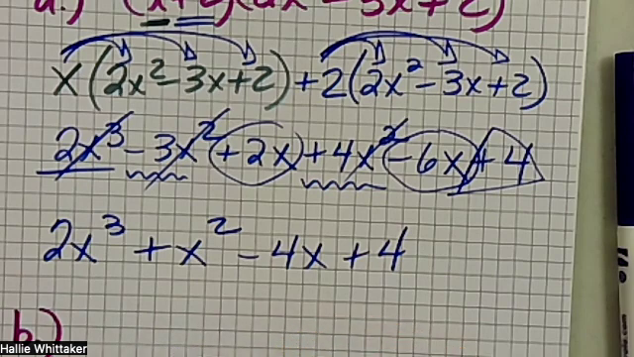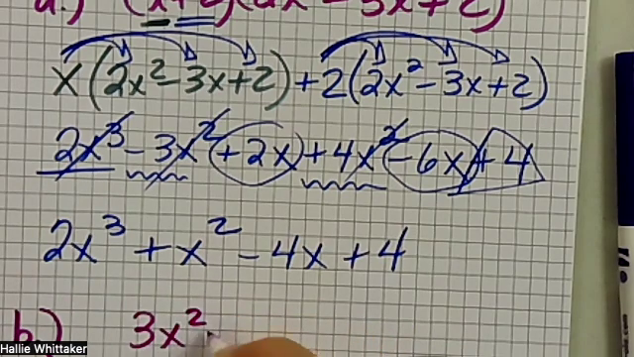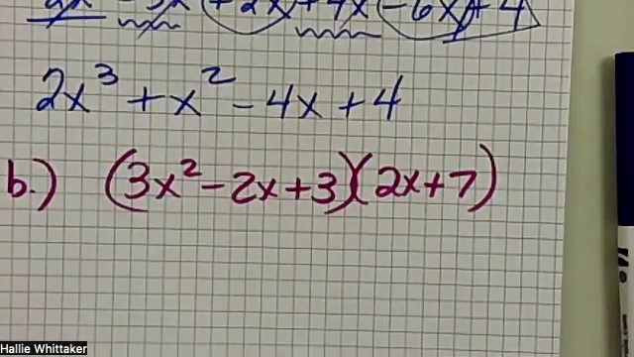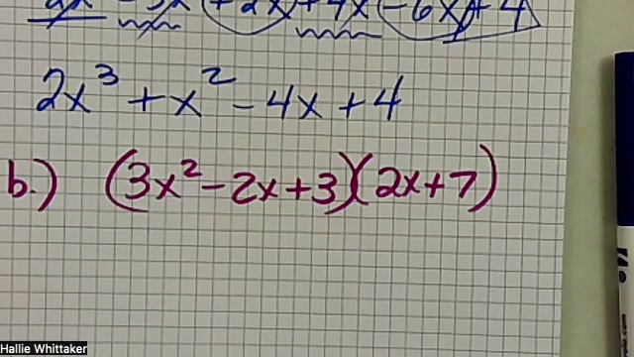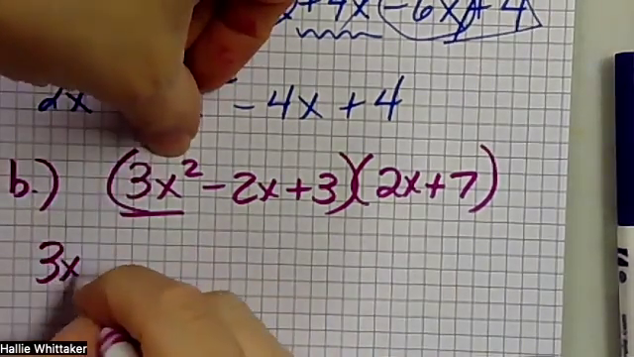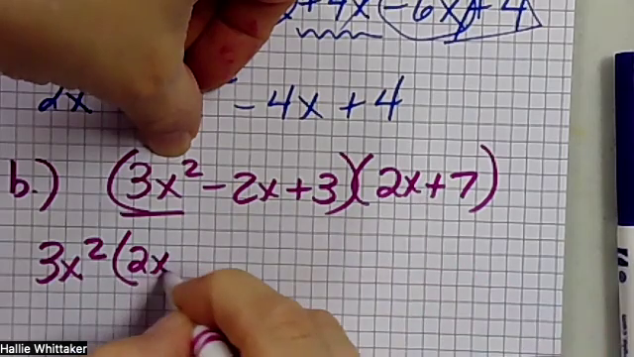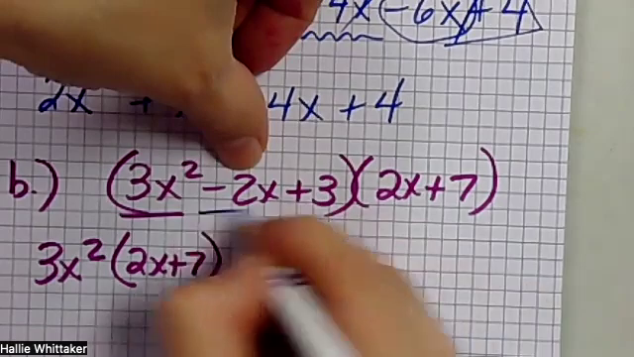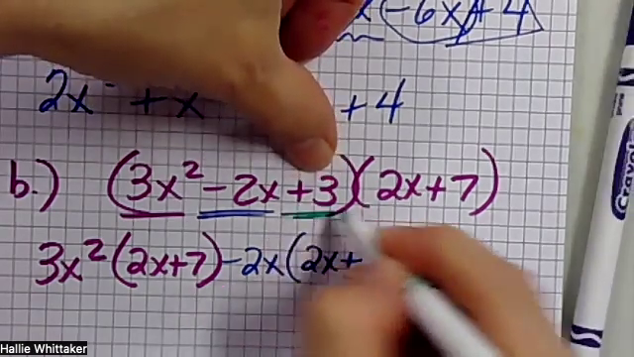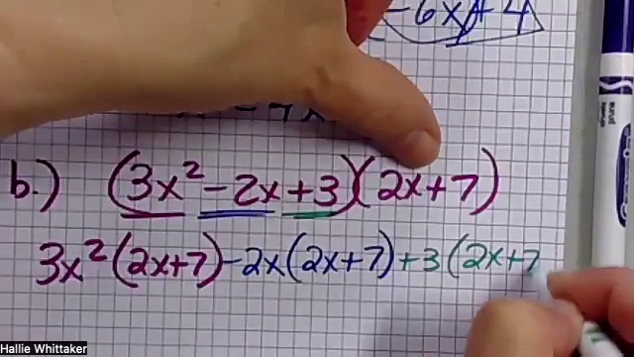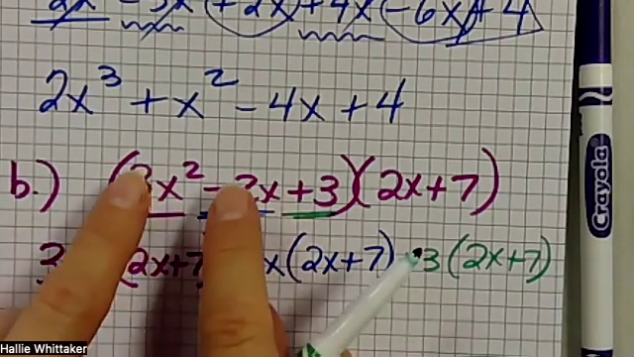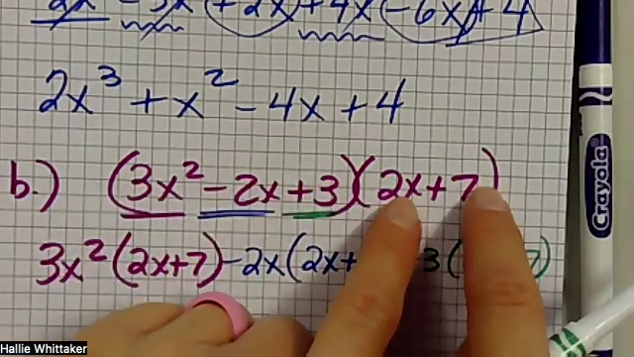Hey, let's go the other way, just for fun. Let's say you've got 3x squared, and the order really doesn't matter. So let's say, to have loads of fun, we break up the trinomial. We're going to do the 3x squared times the binomial, 2x plus 7. I'll even do different colors each way. Then we're going to do the minus 2x times the binomial, 2x plus 7. Then we're going to do the plus 3 times 2x plus 7. See what I've done there? It doesn't matter. You just take one of them and break it up, and you multiply each piece of that by the other one that you do not break up.